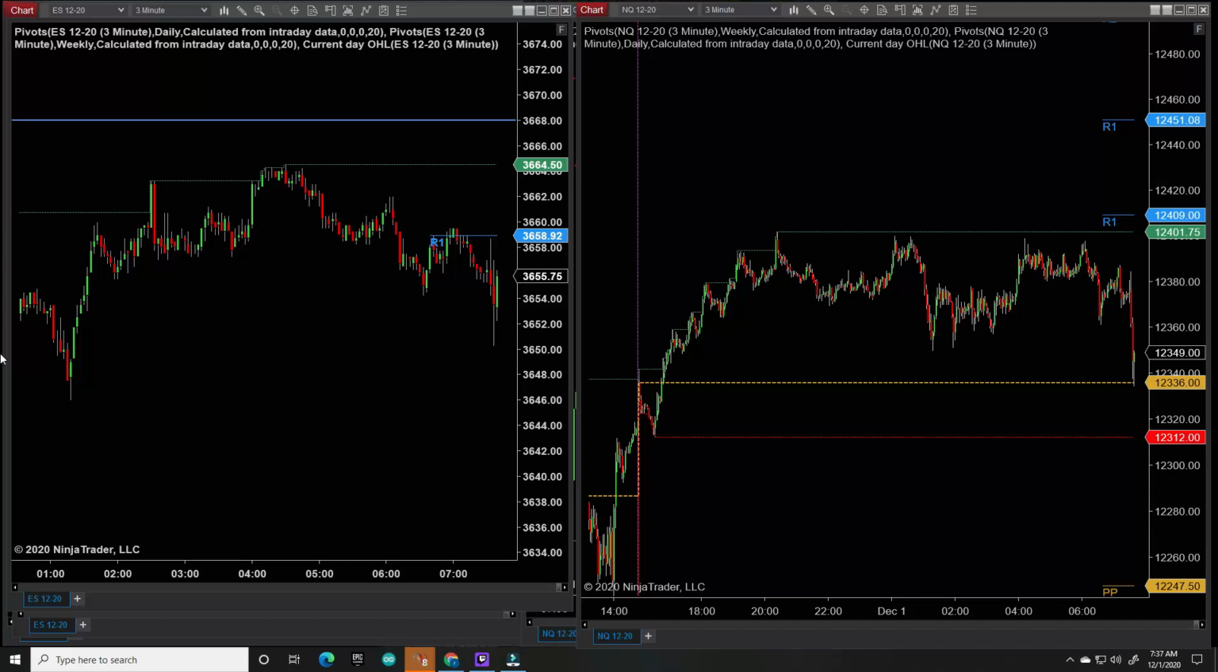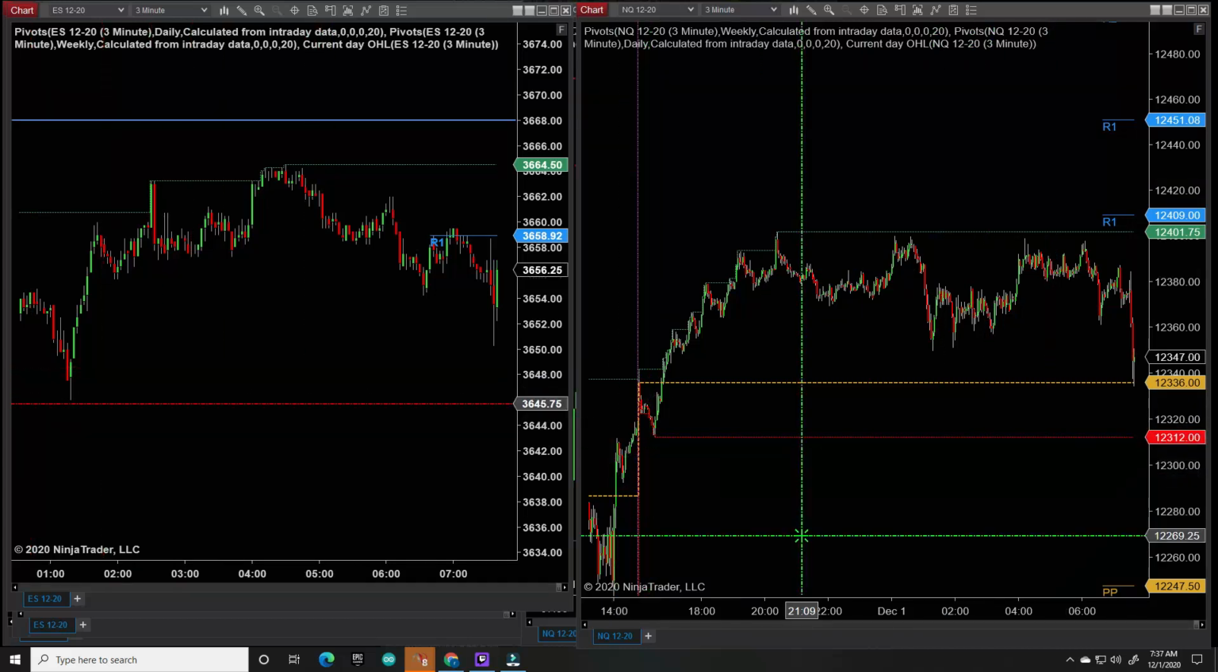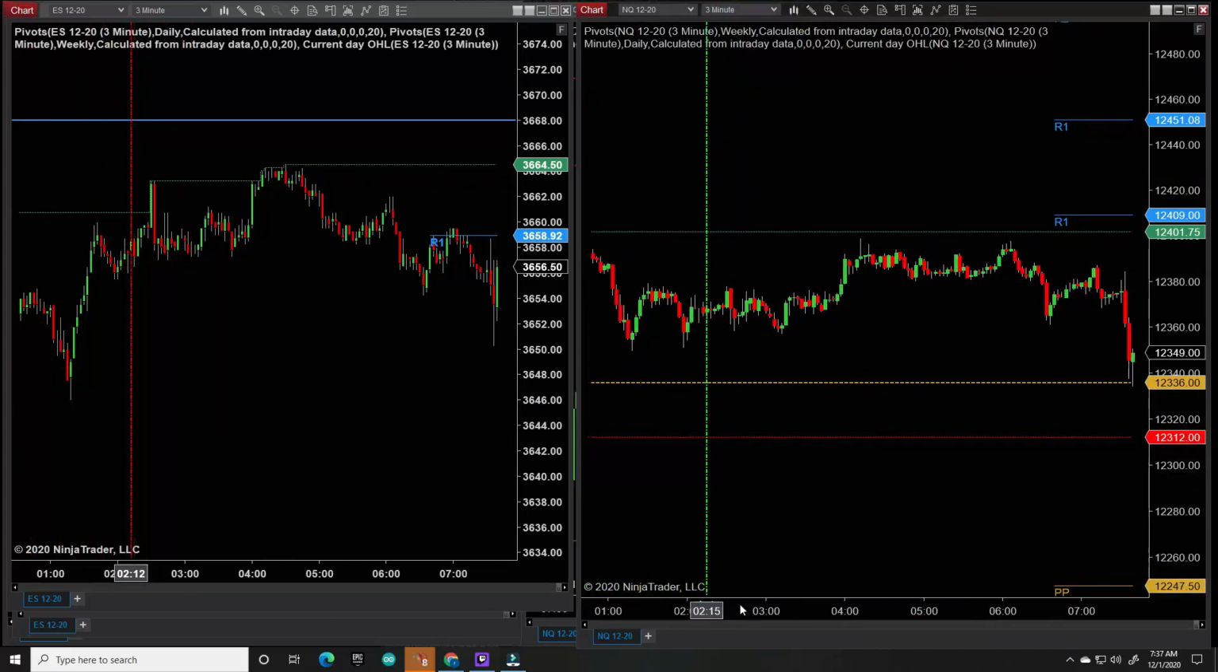Order filled. Okay, I'm long NQ right now at 12,349.25. See buying coming in on this 3-minute chart. See it coming in over here. I'm long, for me, quite a few contracts, so I'm going to take some off. Well, I took too many off there, doggone it.